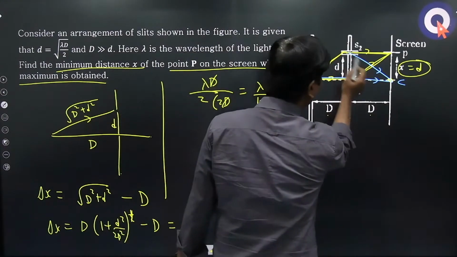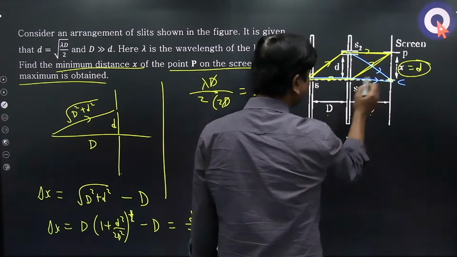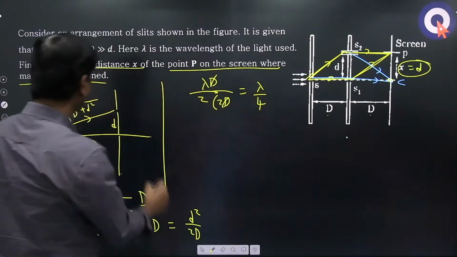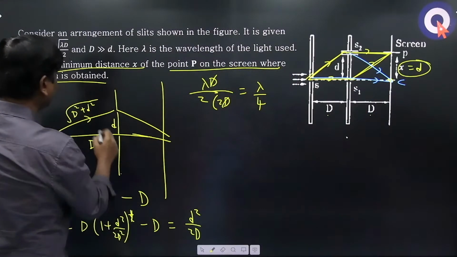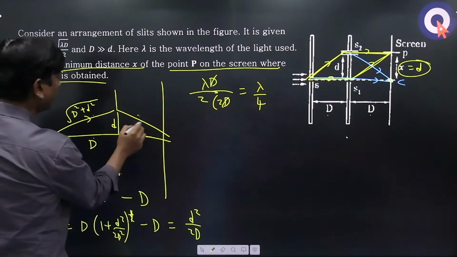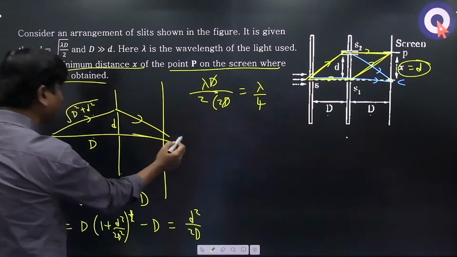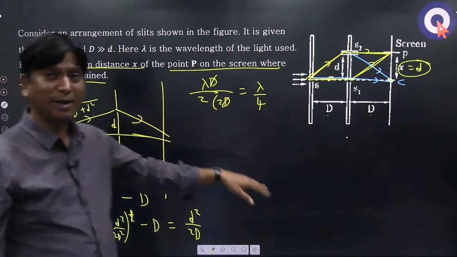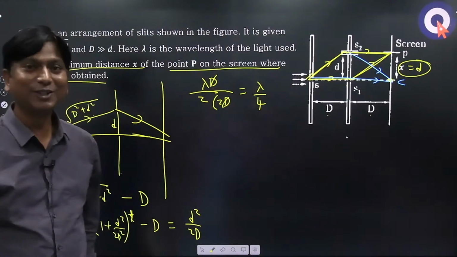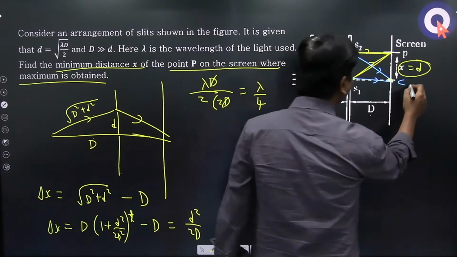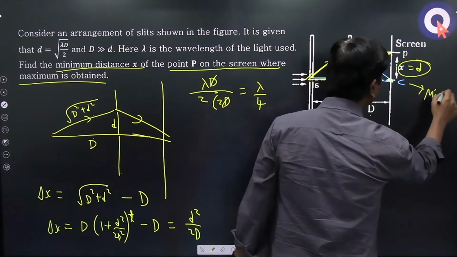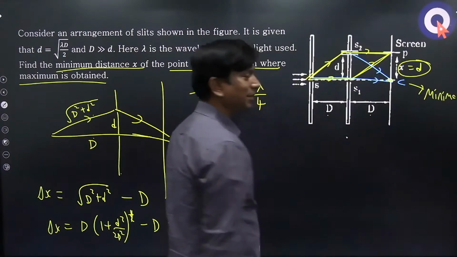Now same thing will apply here also. The same situation, symmetric, correct or not? Here also you will get the same. So this is already longer than this by lambda by 4. Here also it will be longer than this by lambda by 4. So totally this will be longer than this one by an amount lambda by 4 plus lambda by 4, which is lambda by 2. So lambda by 2 means compulsorily here you will get a minima. Here you are going to get a minimum.